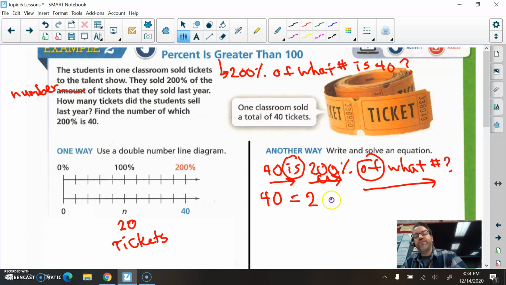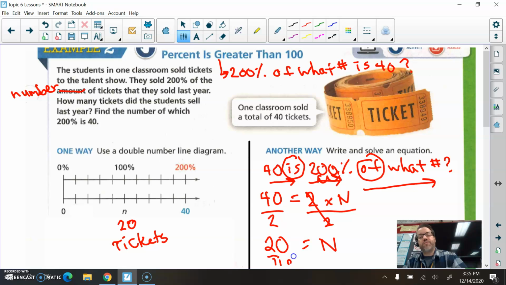Of means times. So times some number. So to solve this, I end up dividing by 2. And I do the same thing on the left side of the equation, divide by 2. We find out n equals 40 divided by 2, which is 20. So 20 tickets is the number of tickets they sold last year.